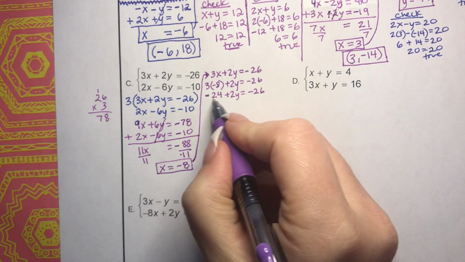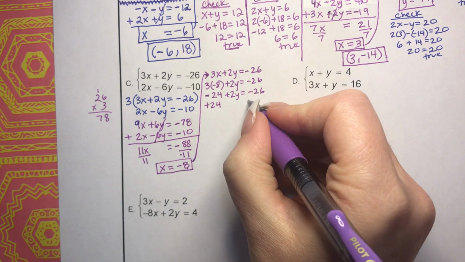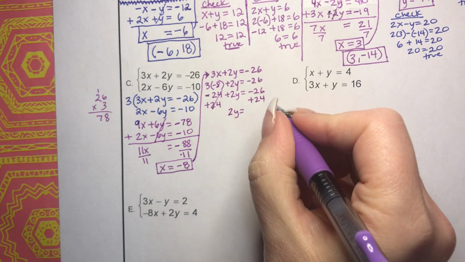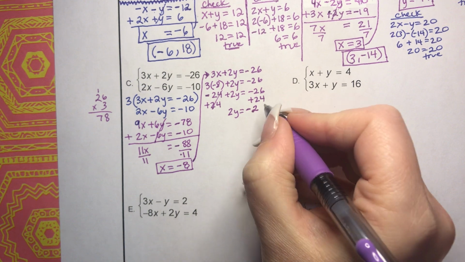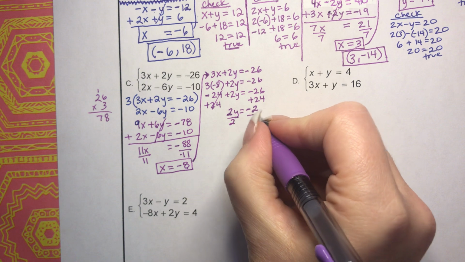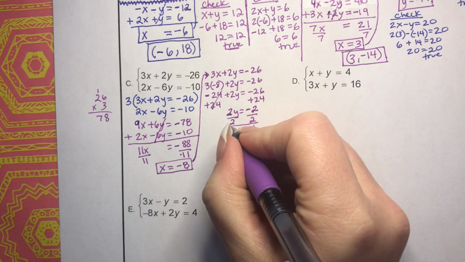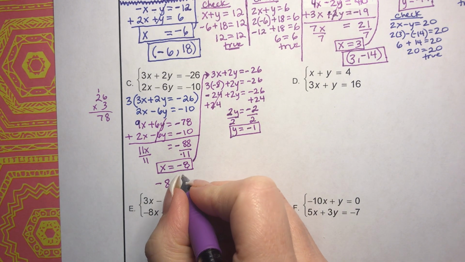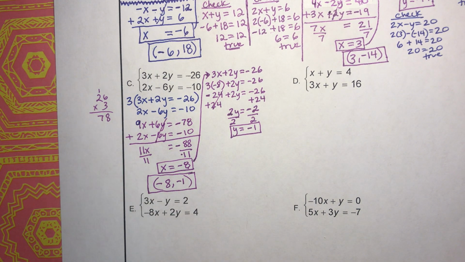Got to get y by itself, so first I have to get rid of this negative 24, so I'm going to add 24 to both sides. This cancels. I'm left with 2y equals negative 26 plus 24, which is negative 2. Got to get y by itself, so I'm going to divide both sides by 2. And I end up with y equals negative 1. Perfect. There's my answer. Negative 8, negative 1. That is my solution to the system of equations, but now I gotta check it.